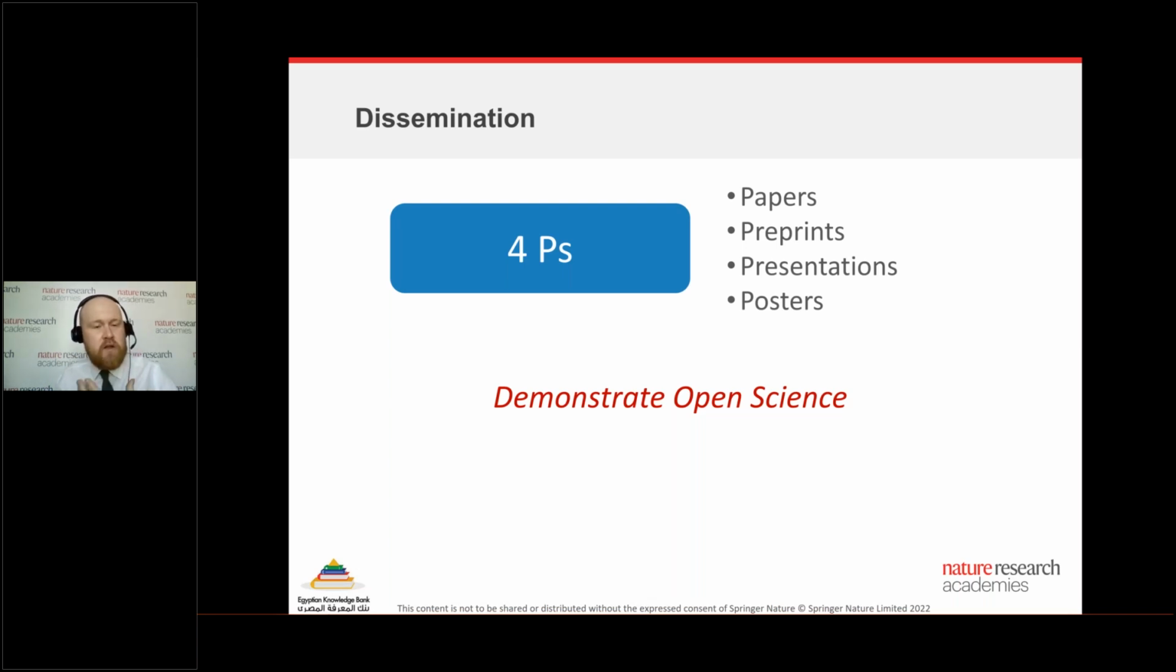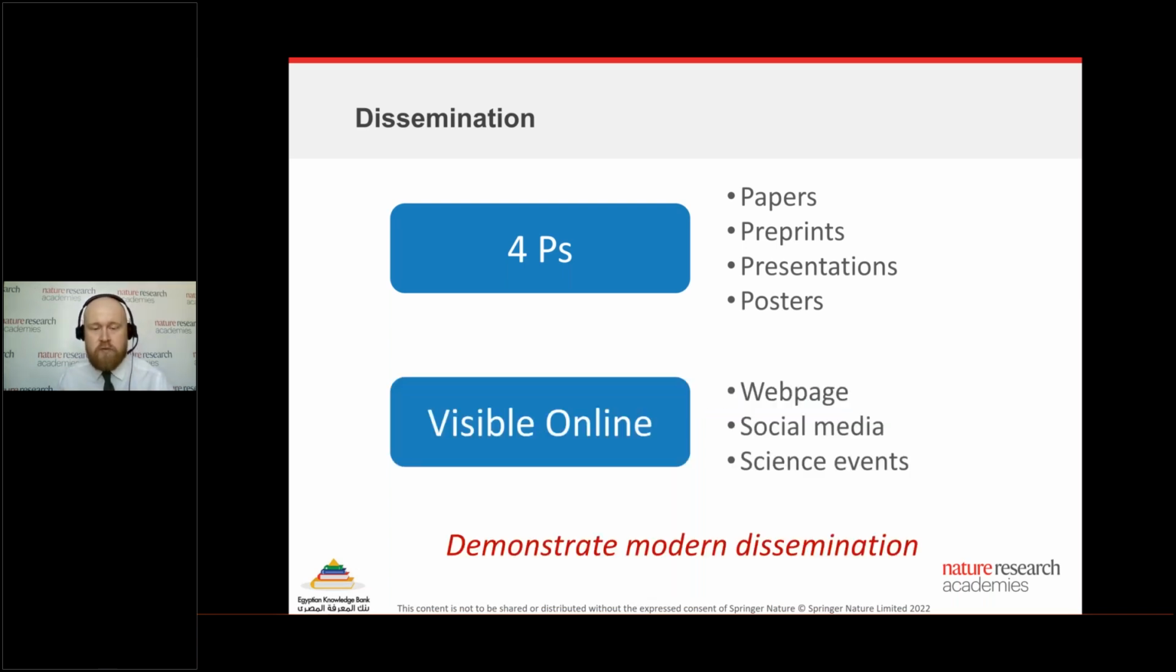Do try to think about things that you can do online as well to demonstrate open science in addition. So, web pages. Why not create a web page for your project? You can create a blog type website where you can update researchers and society about what you're doing in your project, what you've achieved so far. Indeed, social media, make sure you have social media activity to promote your project. Also, do check out science events online. There are lots of different types of event where scientists talk about and disseminate their work.